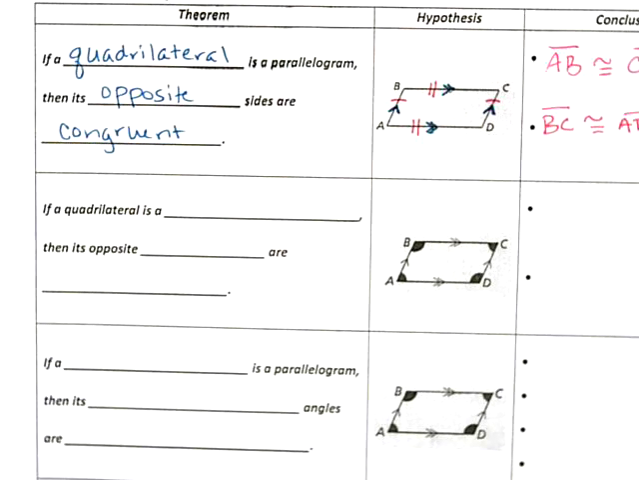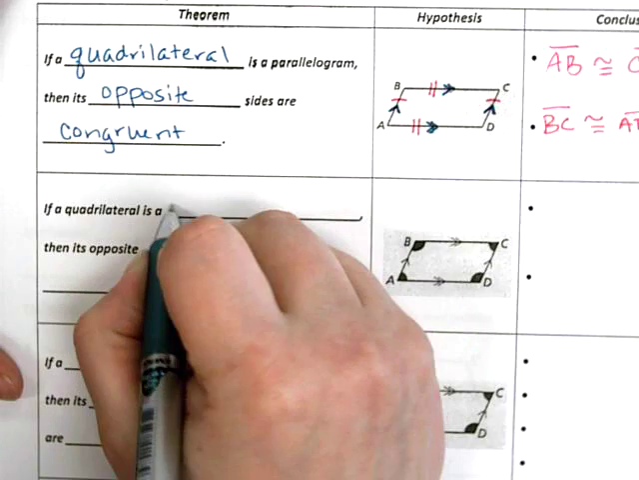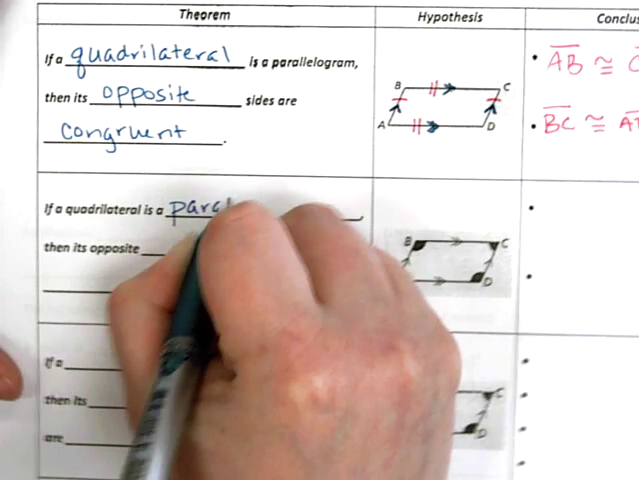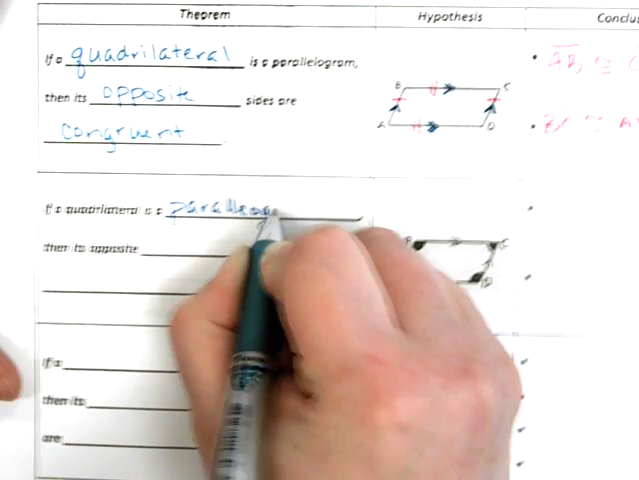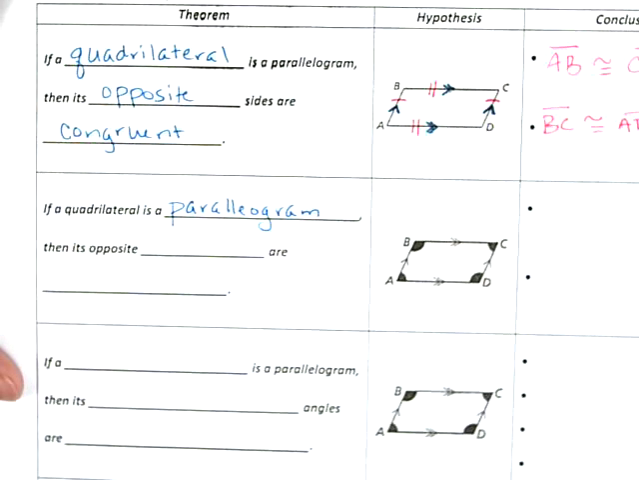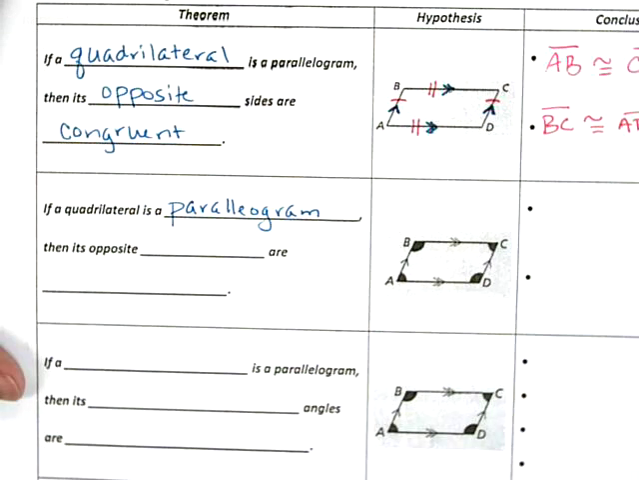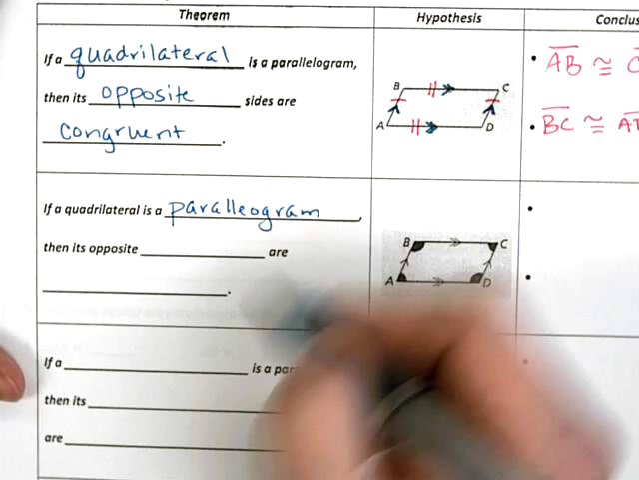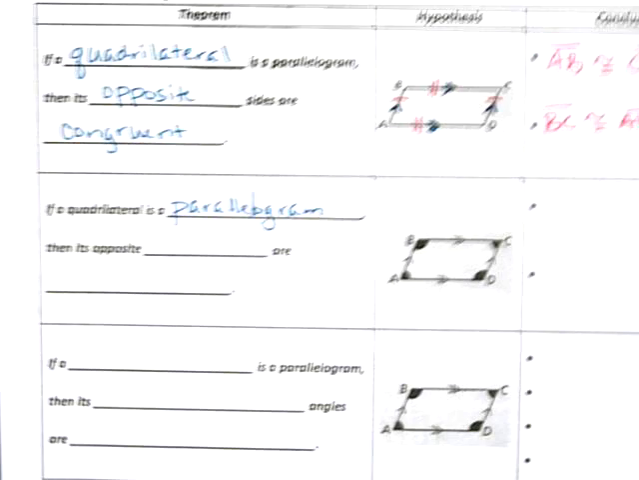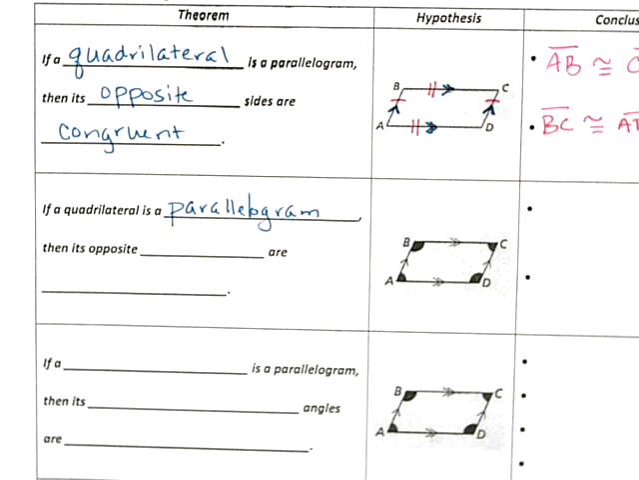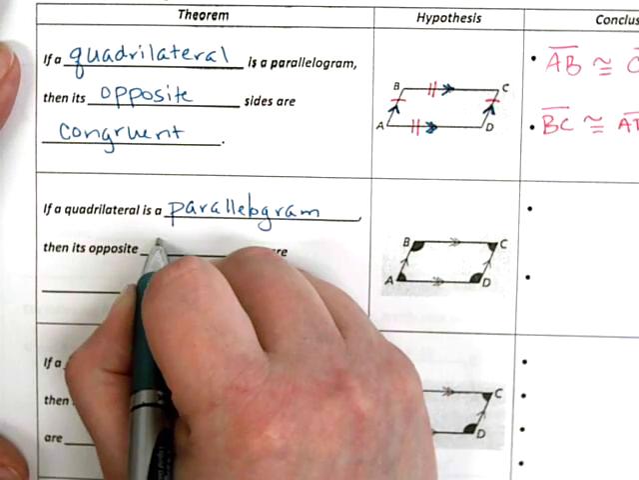Then we've also got if a quadrilateral is a parallelogram. I think I just spelled that wrong. I'm missing an L. Parallelogram. Sorry guys, I'm still waking up a little bit. If a quadrilateral is a parallelogram, then opposite angles are congruent.